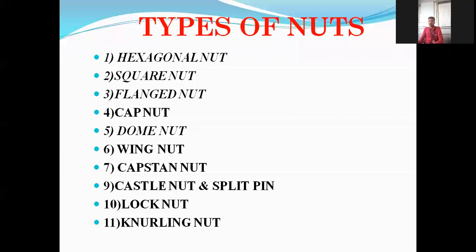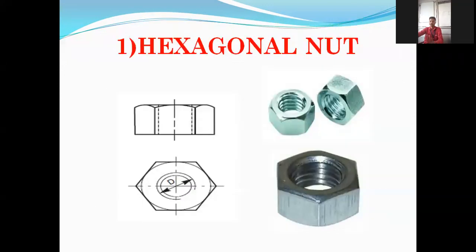So I will read now. Hexagonal nut, square nut, hinged nut, cap nut, dome nut, wing nut, then capstan nut, castle nut, lock nut, and knurling nut. These many types are there, which are in front of you. So one by one, we have discussed all these nuts already, but we are taking a revision.